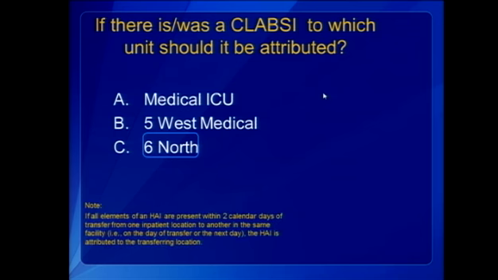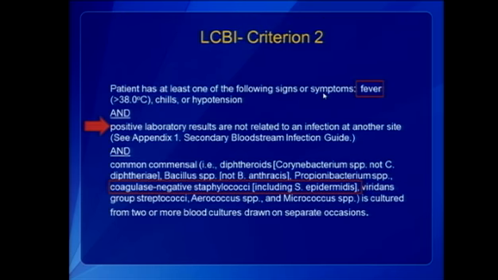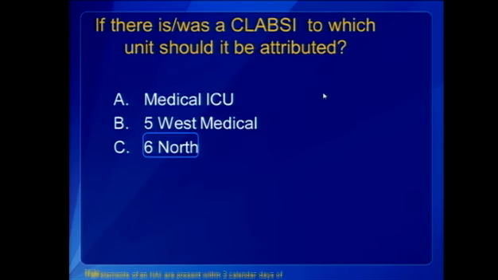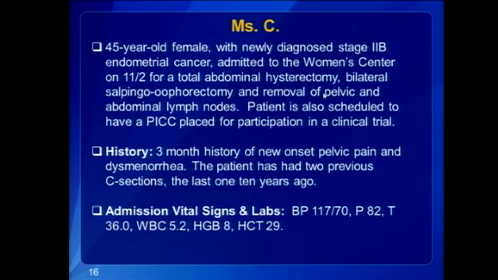Let's see why. Remember that if all elements of an HAI are present within 2 calendar days of transfer from one inpatient location to another in the same facility, in other words, on the day of transfer, the next day, the HAI is attributed to the transferring location. If we go back, patient was transferred to 5 West on 6/30. The date of infection is the next day, so it's not the date of transfer, but the next day. Therefore, it is attributed back to 6 North, the transferring location. Very good.